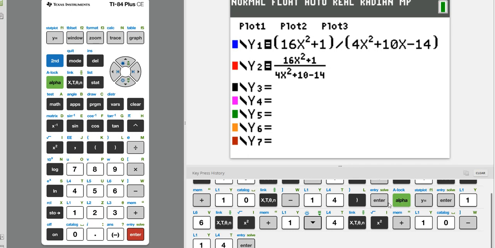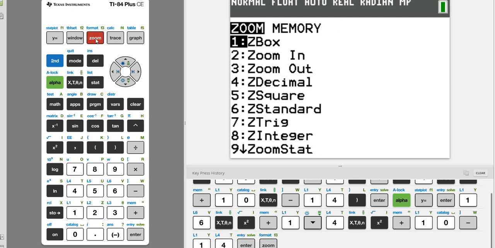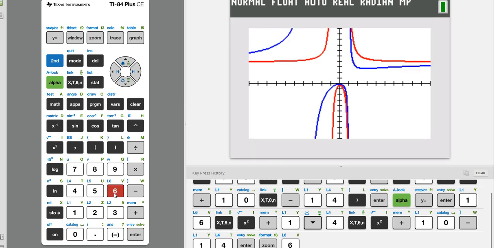Those three keys right in a row here, and that'll give you that straight up and down fraction. As far as where you graph this is concerned, if you don't know where to graph it, a good place to start, and you can always adjust things as needed, is zoom standard. So that's zoom and then the 6 key. That gives you a window from -10 to 10 on the x-axis and -10 to 10 on the y-axis.